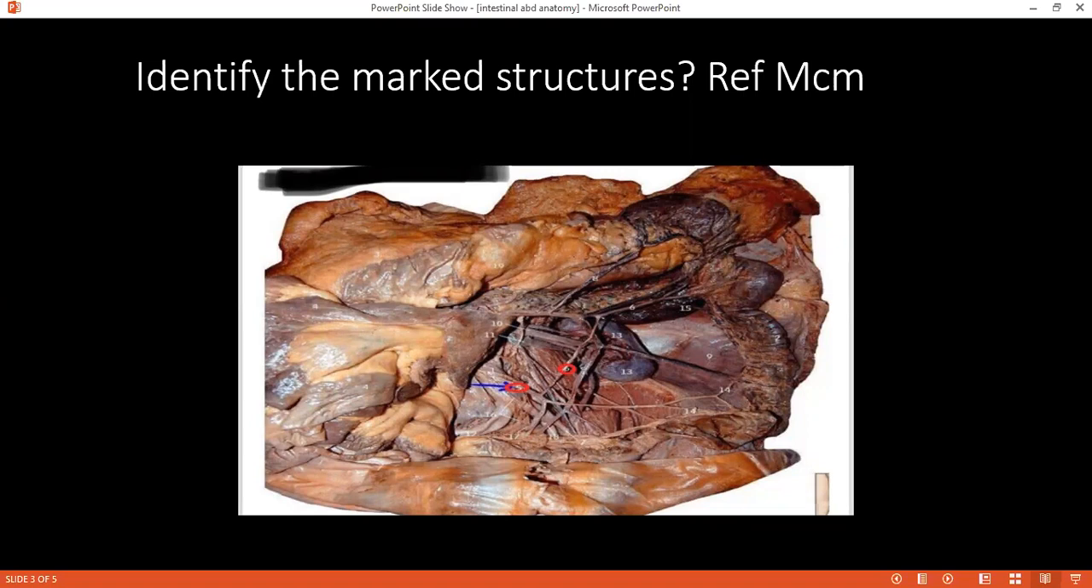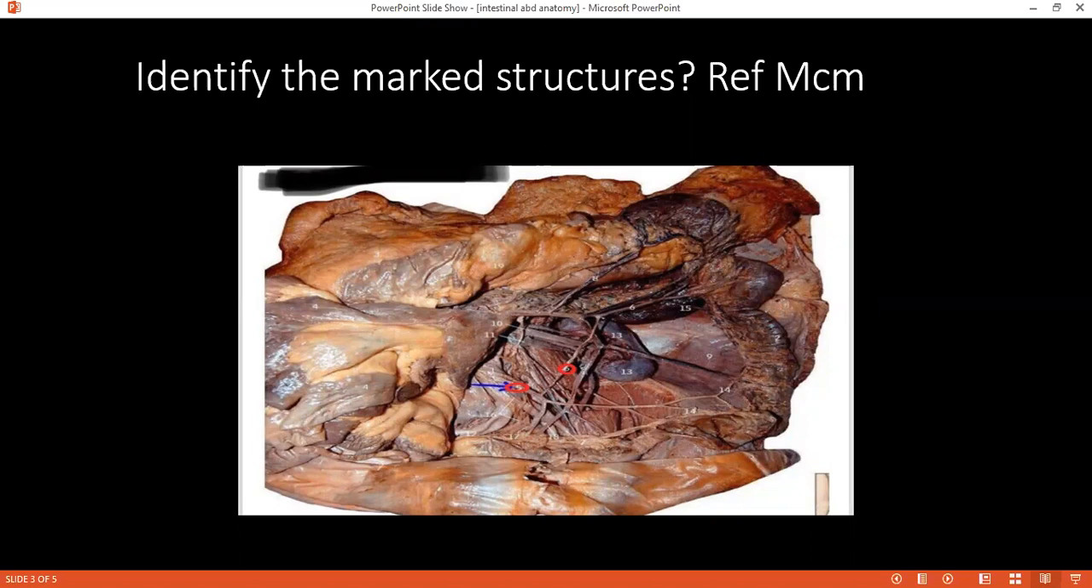Tail of pancreas, ma'am. Yes. The tail of the pancreas is susceptible to injury during a splenectomy. How will the patient present if by chance you have injured the tail of the pancreas? The patient will present with pancreatic enzyme leakage from the drain if there is a drain, and a peritonitis will be there.